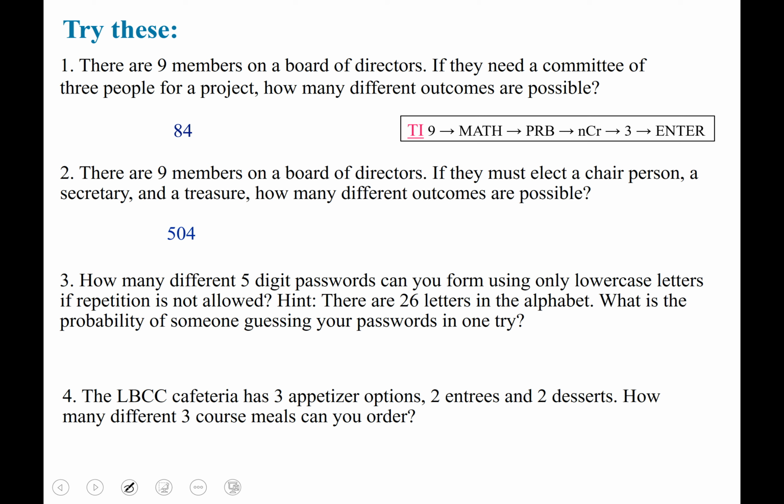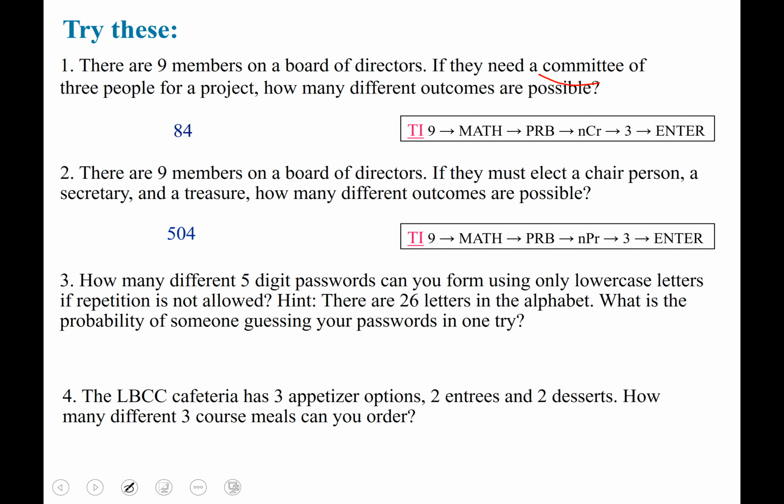Number 2, if you got it right, you put 504. One way to get that is 9, in math, probability, in PR, and then R equals 3 this time, and run that. So the first one, it was a committee where the positions didn't matter, so we use combinations. And in the next one, we have positions, chairperson, secretary, treasurer, so that's why we use permutations.